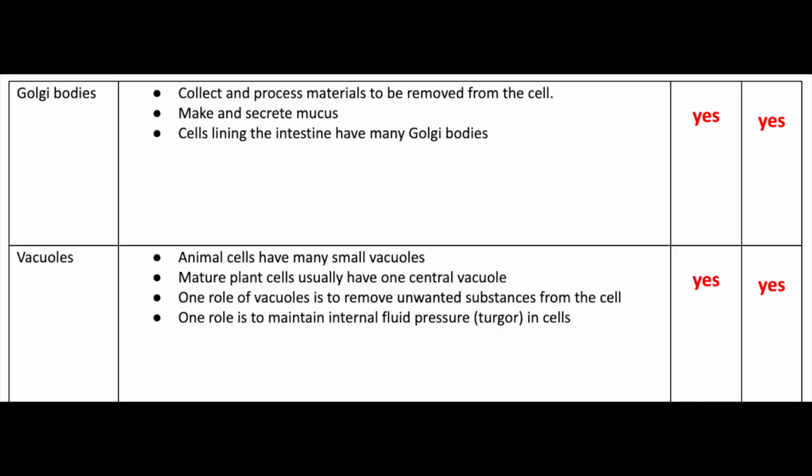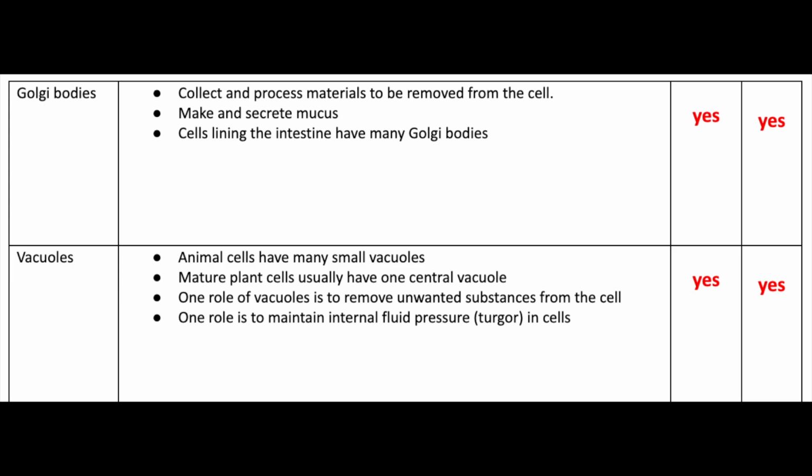Next, we have the Golgi body. The Golgi body collects and processes materials to be removed from the cell. It makes and secretes mucus. Cells lining the intestine have many Golgi bodies.